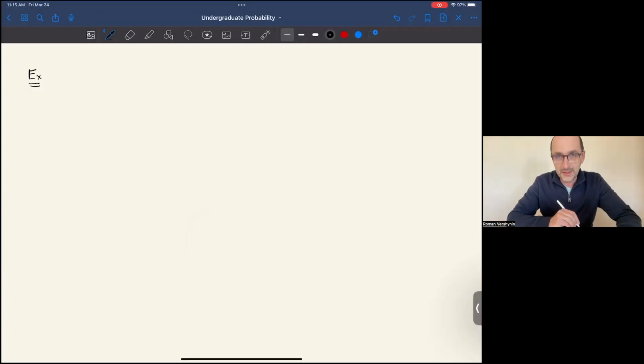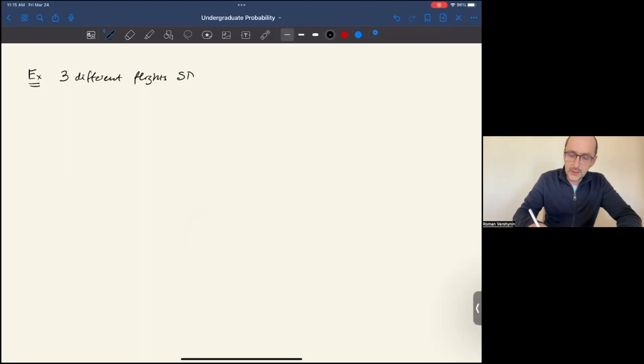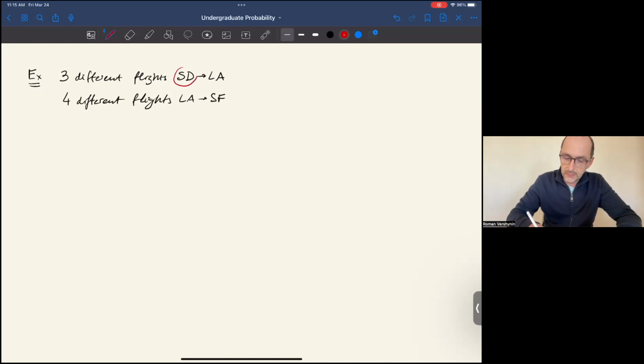Consider a simple example. Suppose there are 3 different flights from San Diego to Los Angeles, and there are 4 different flights from Los Angeles to San Francisco. You would like to get from San Diego to San Francisco. How many ways are there to do that? How many itineraries are there to get from San Diego to San Francisco?